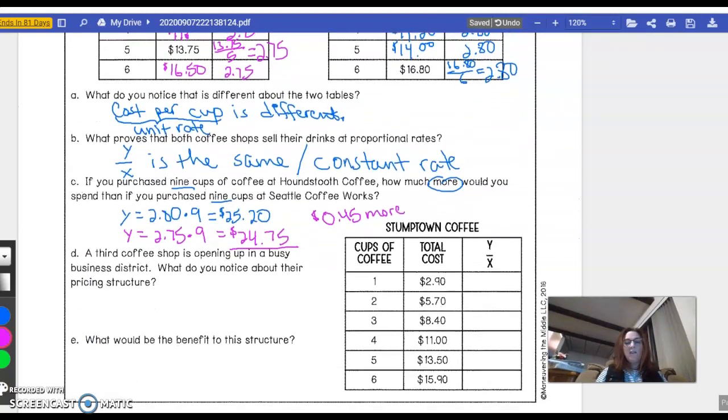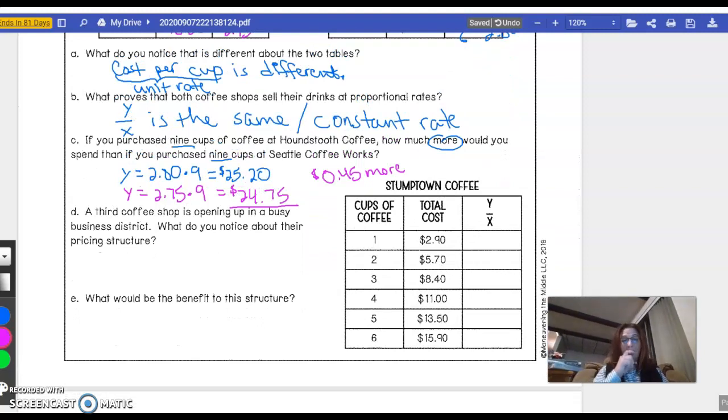Then a third coffee shop comes to town, okay? And it says, what do you notice about their pricing structure? So let's take a look here at their constant. So what we're going to do here is we're going to go 2.90 divided by 1. Remember, first column is our X values, second column is our Y. And I'm going to go $5.70 divided by 2, so on and so forth. And I will pull up a calculator for the first one, maybe.